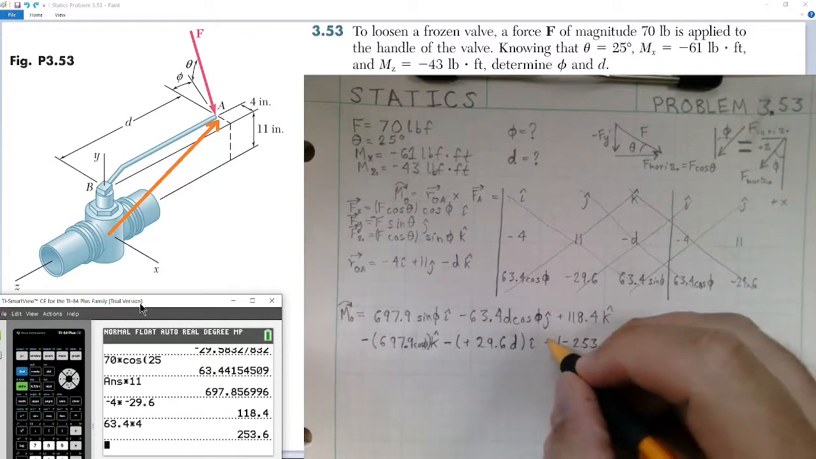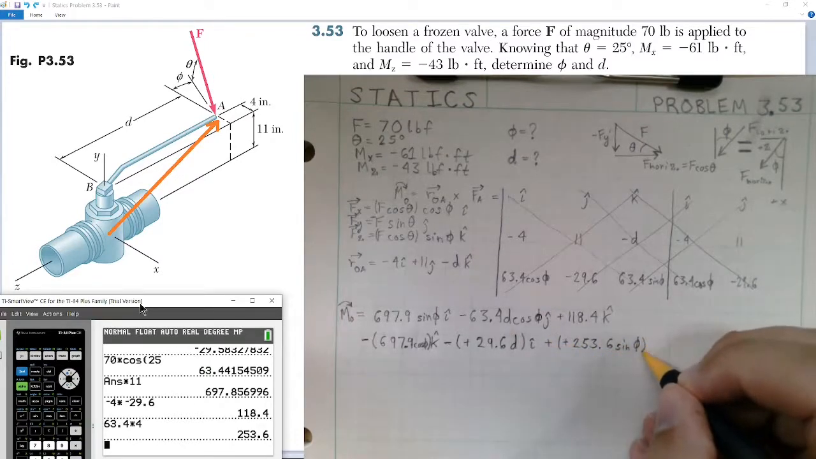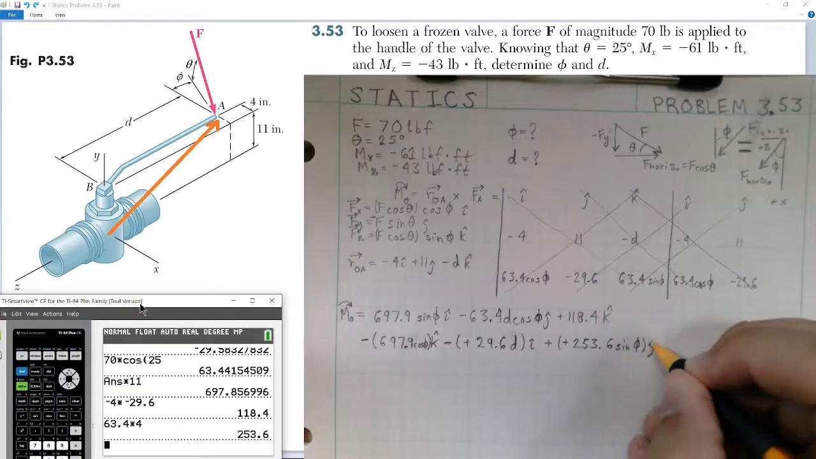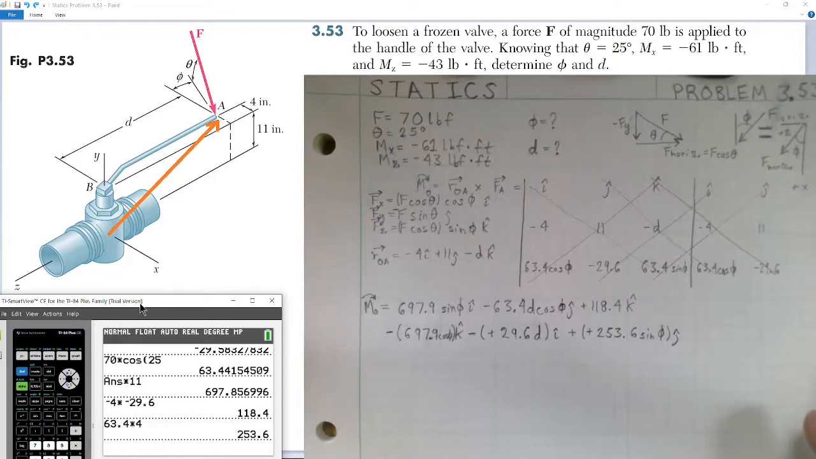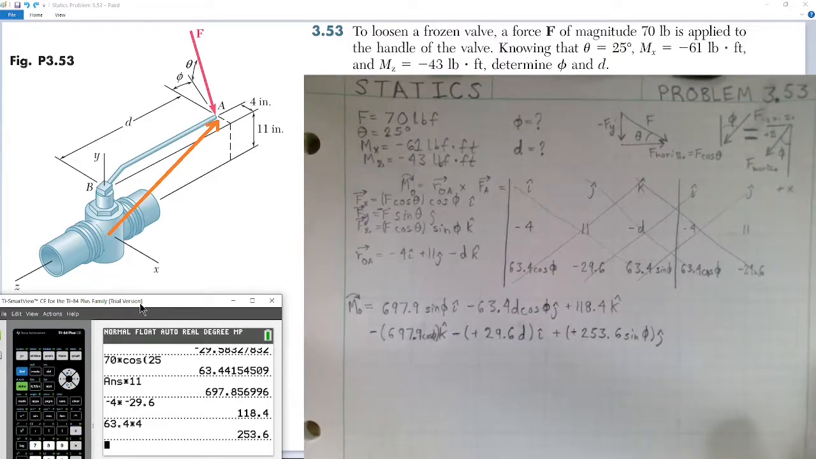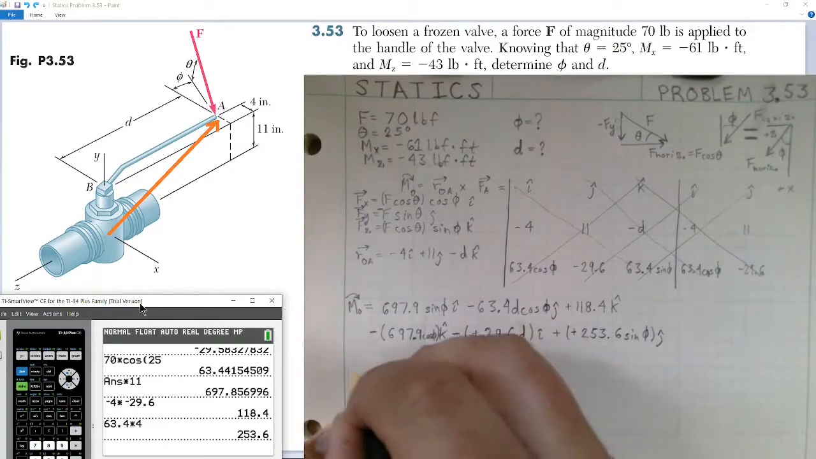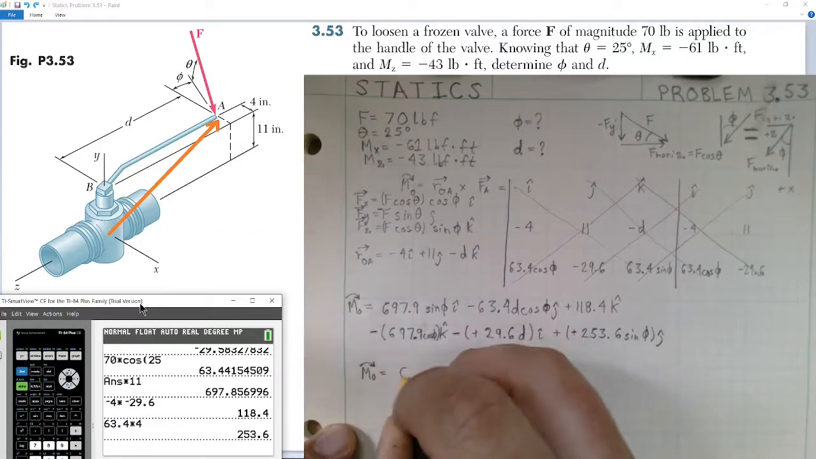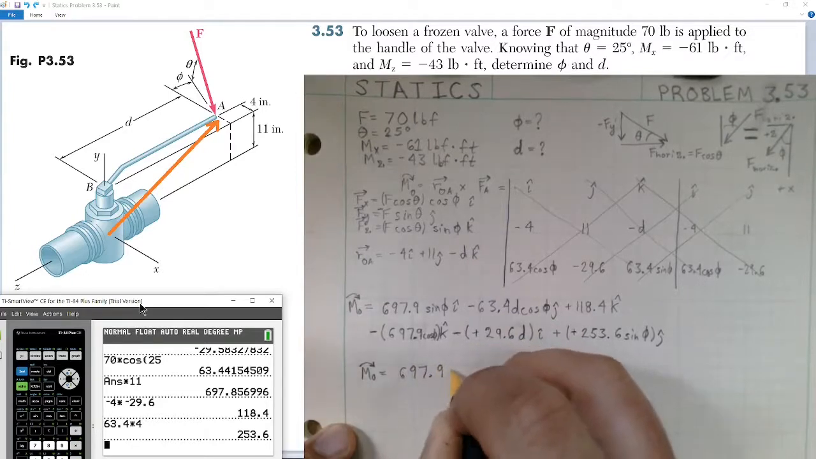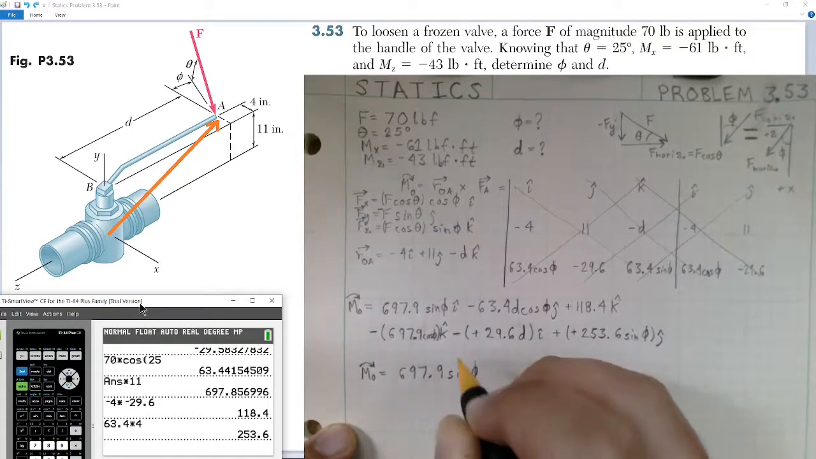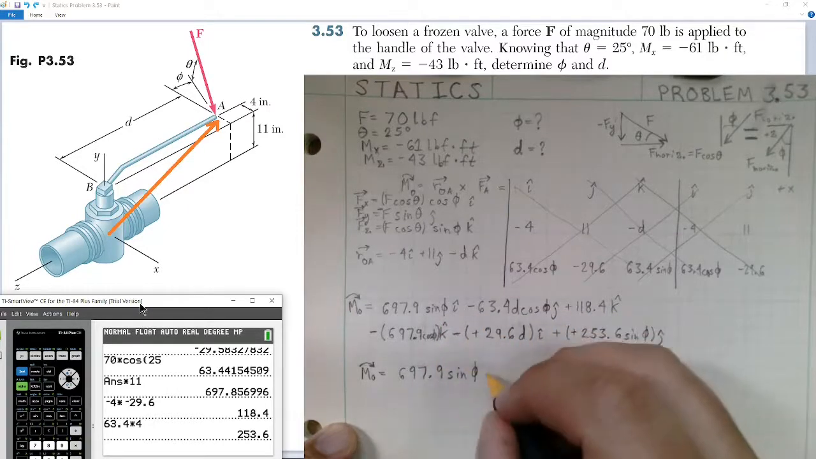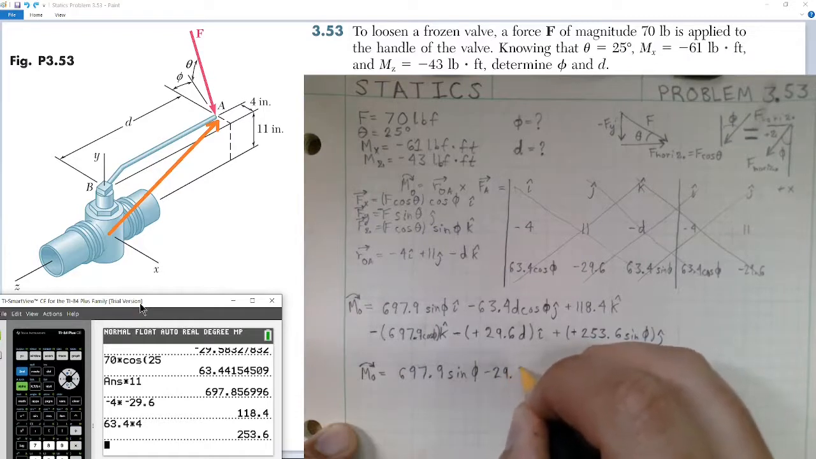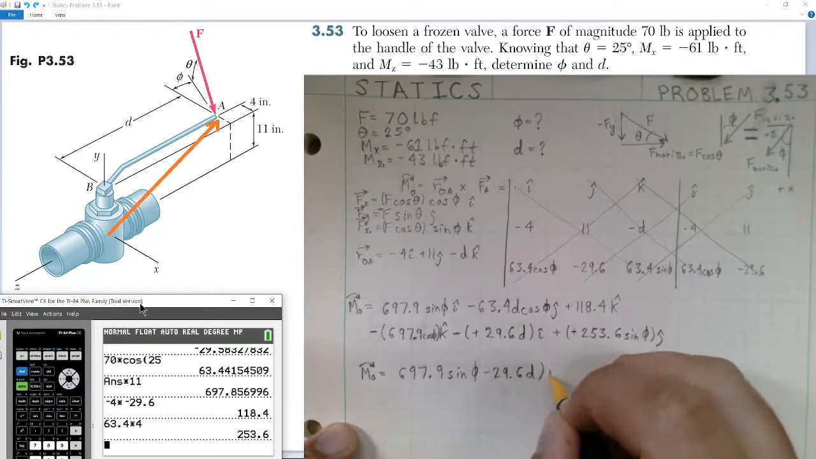And this is subtracting minus a negative, so it becomes positive for both. This is in the j hat direction. So now we can group our components in the i hat, j hat, and k hat together. So we have the moment about O, the origin, is equal to 697.9 sine of phi i hat. Next, i hat is right here. We're subtracting this value, minus 29.6 D, and these are both in the i hat direction.